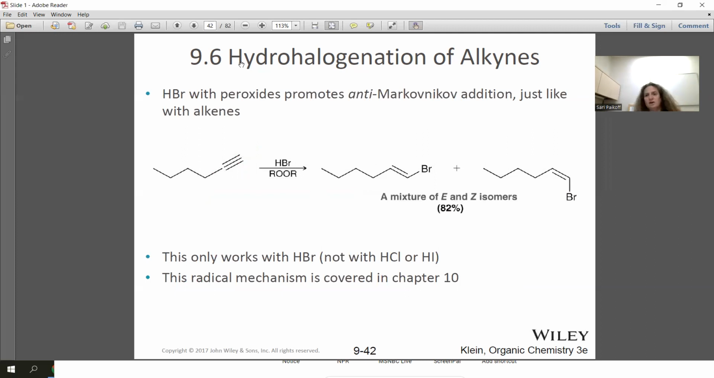So just like with alkenes, you can use peroxides. And I think it still only works with HBr. I don't think the peroxide works with anybody other than the HBr. Definitely not for alkynes. So if you wanted to do something like have a Cl, you'd have to do other reactions to get to that chlorine.